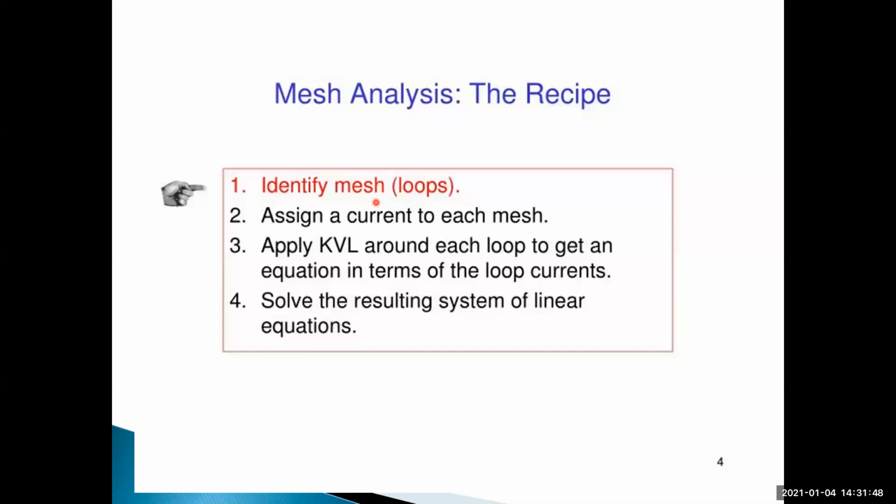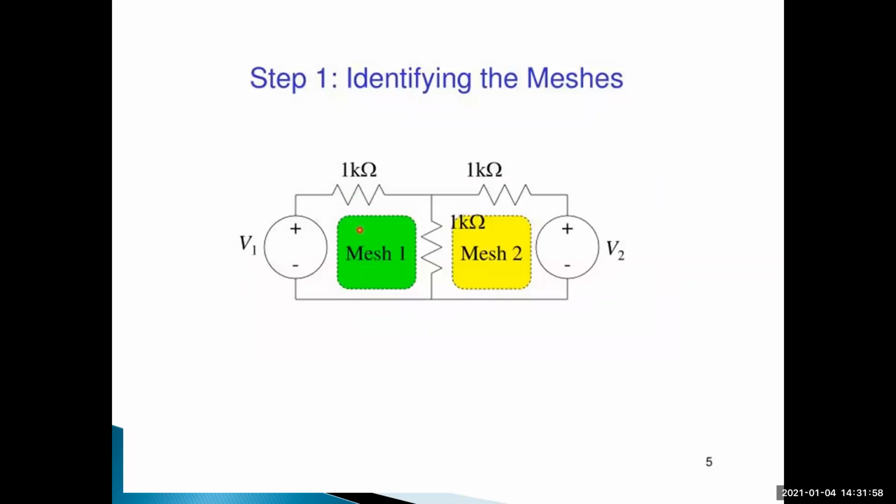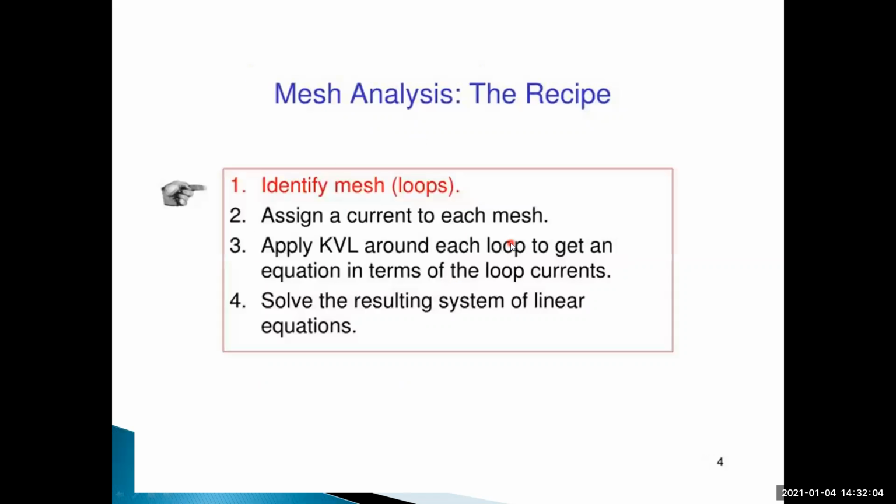So what do we have to do? First, we have to identify the meshes. That's called loops. First, we have to identify the loops. It's clear. So like this, identifying the meshes. So mesh one and mesh two. These are the two different meshes. Okay, first identify meshes. That is called loops.